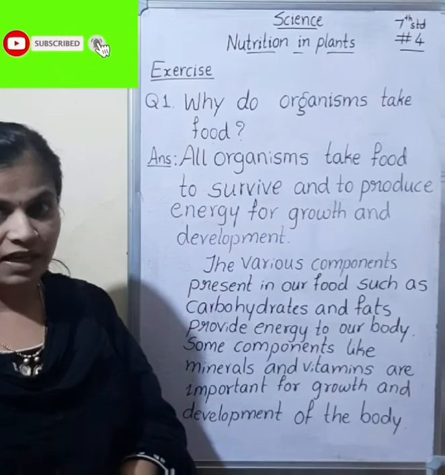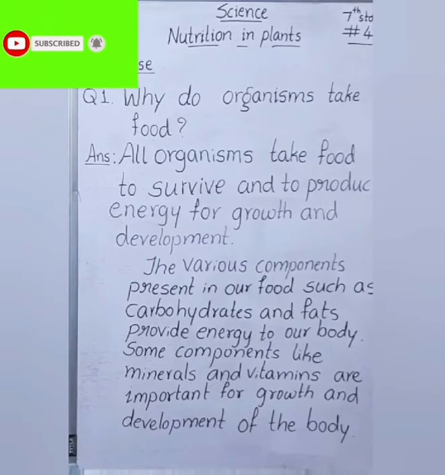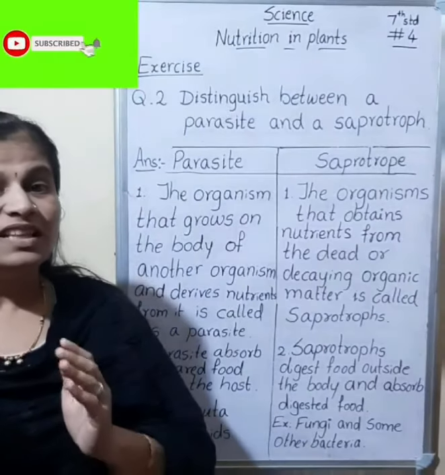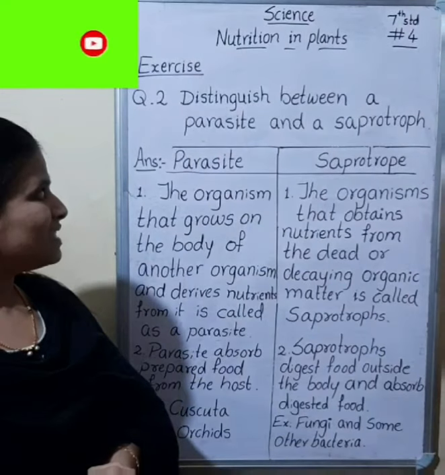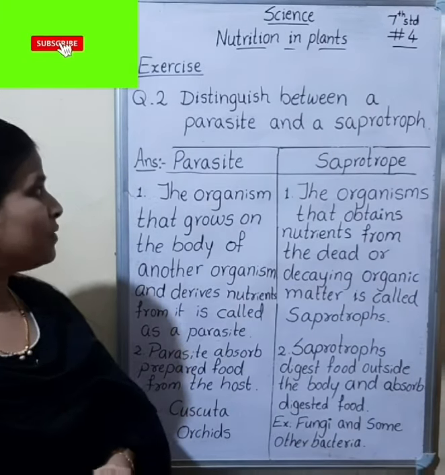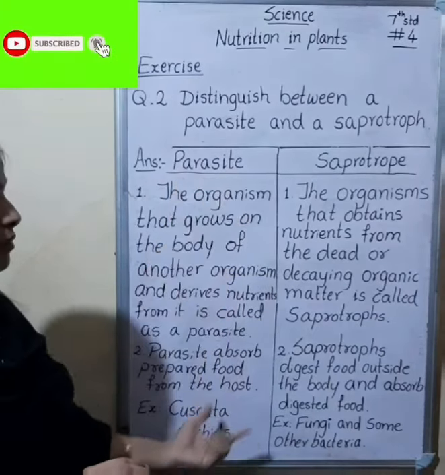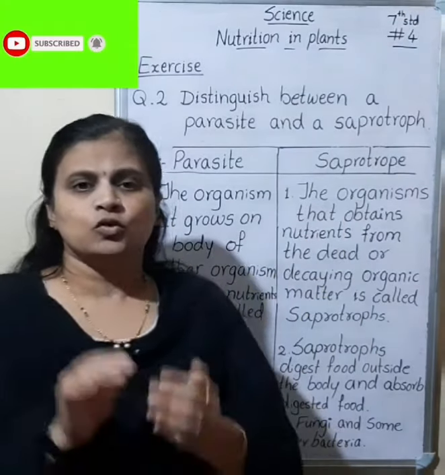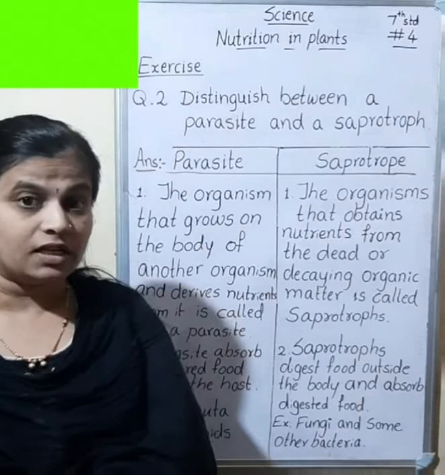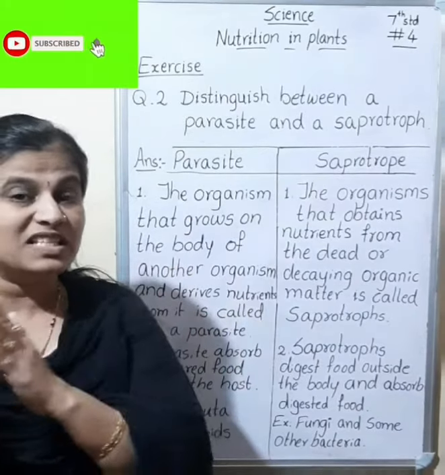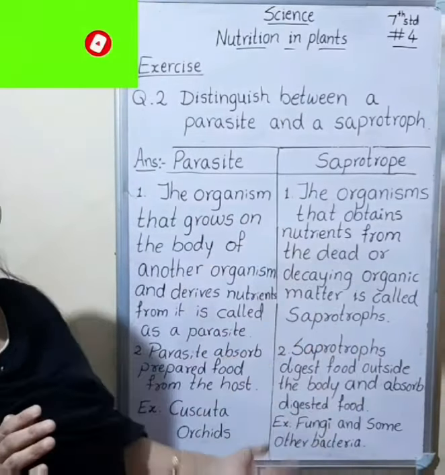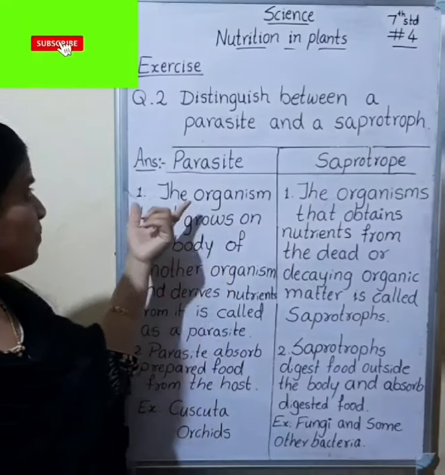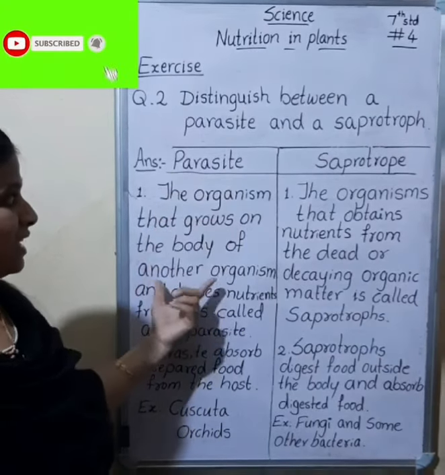Let's go to the second question now. Distinguish between a parasite and a saprotroph. So let's go to the parasite column and then saprotroph. Children, whenever you are asked to write differences or distinguish, it is better to make 2 columns for more clarification. So let's move on towards the parasite column first.